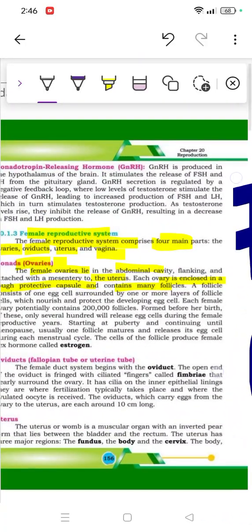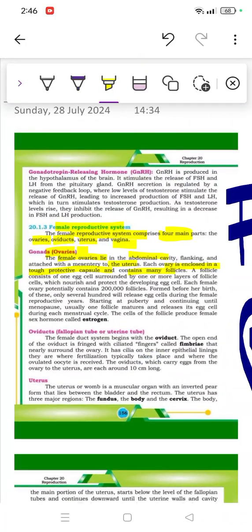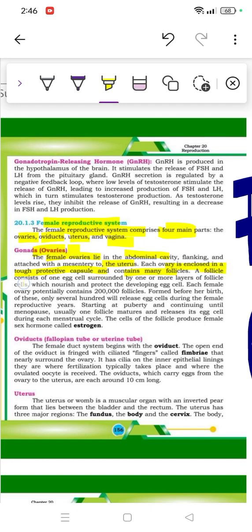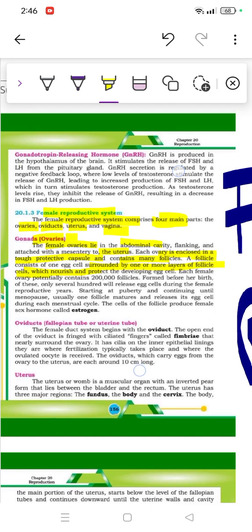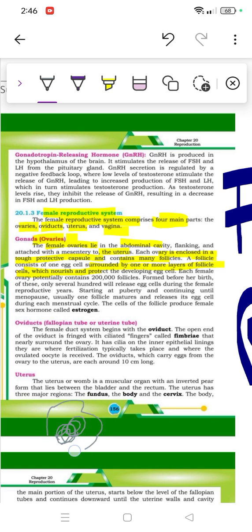You can watch that. After that we have a follicle, which consists of an egg surrounded by one or more layers of follicle cells. This is a very important point. If this is the egg, around it we have the follicle. One or more layers of follicle cells are present, which nourish and protect the developing egg cells, which is clear, I'm sure.